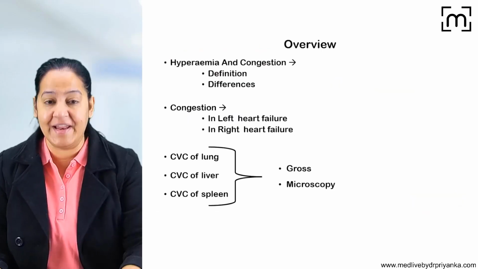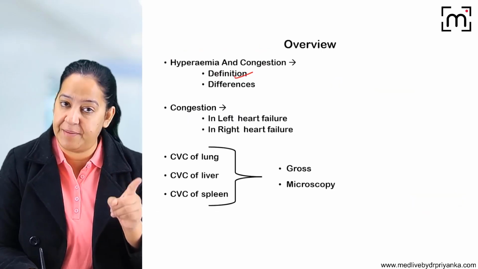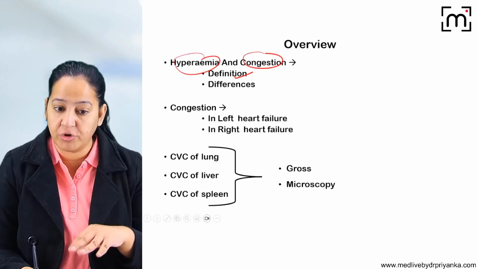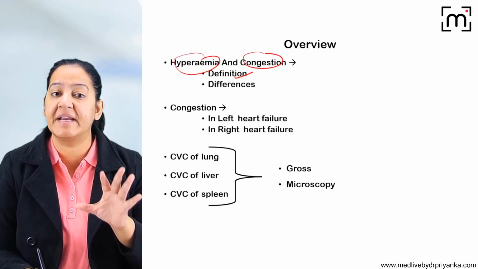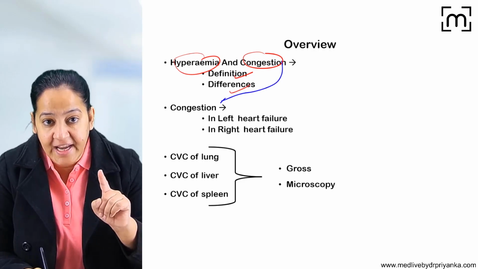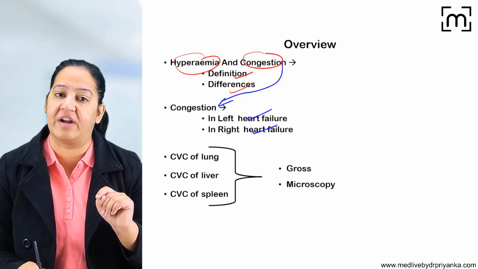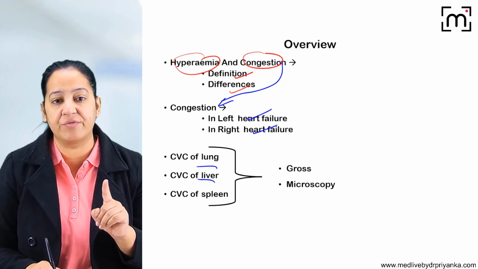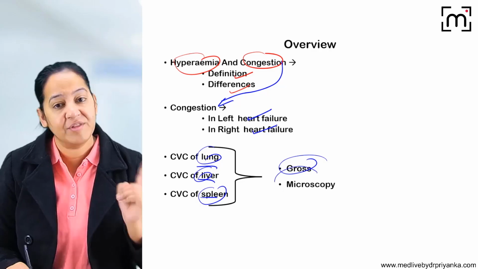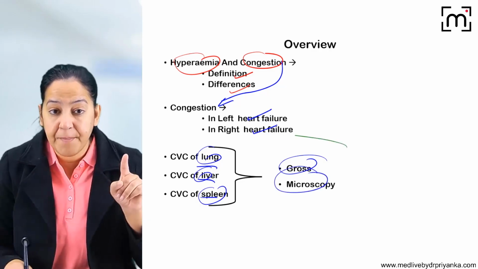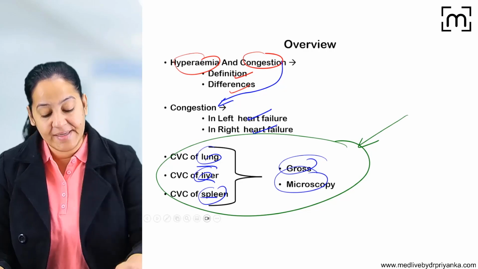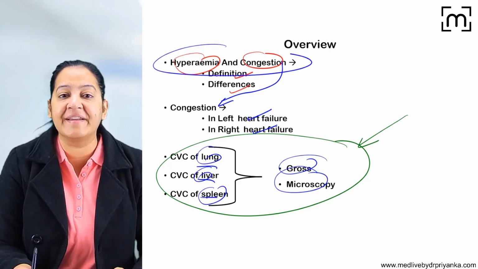So first of all, I will let you know the definitions of hyperemia and congestion. What is hyperemia? What is congestion? Tell me the definition of both of them, and then we will understand the differences between them. Then we will take the congestion in detail in right heart failure and in left heart failure. And then we will see the CVC of three organs, that is CVC lung, liver and spleen, the gross of each of them, the microscopy of each of them, the ultra important topic on which you usually get question in your university exams. So let's start with the definition of hyperemia and congestion.